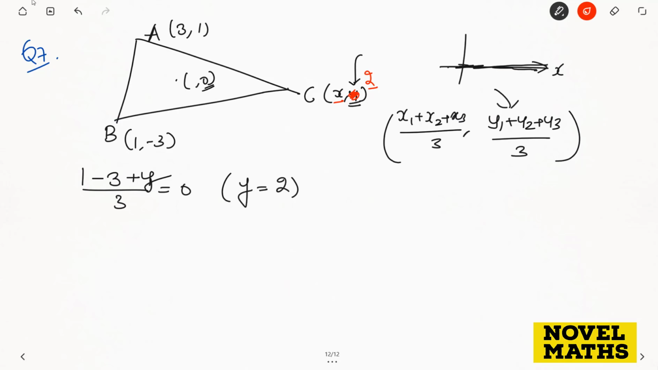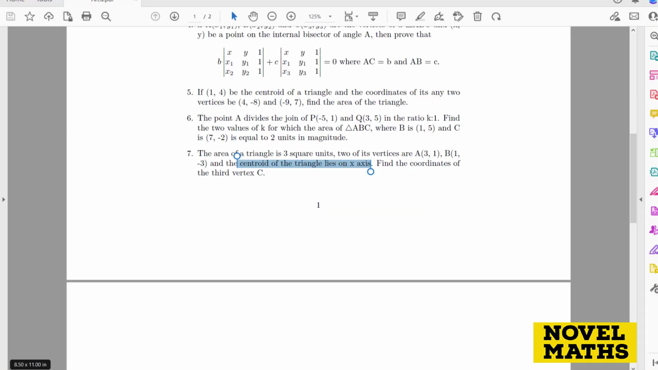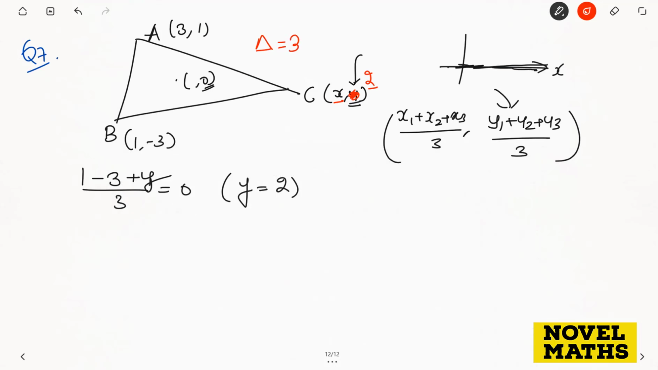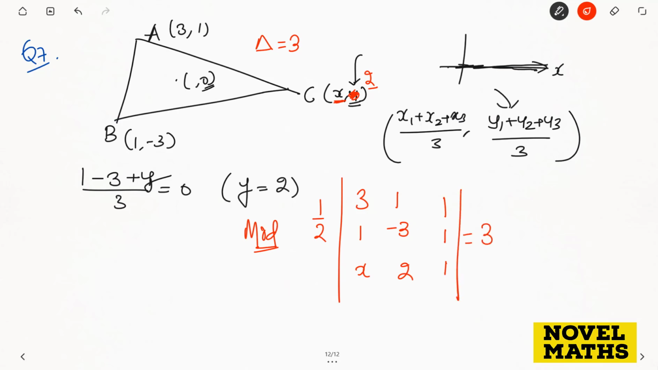And the area of the triangle is given. Area of the triangle is 3. Right. So we can easily figure out x. There will be 2 values of x. Let's do that. Modulus of, I'm not writing modulus, but you can always think mod. Modulus of 3, 1, x, 1, negative 3, 2, 1, 1, 1 equals 3. And if you solve, you will get 2 values.